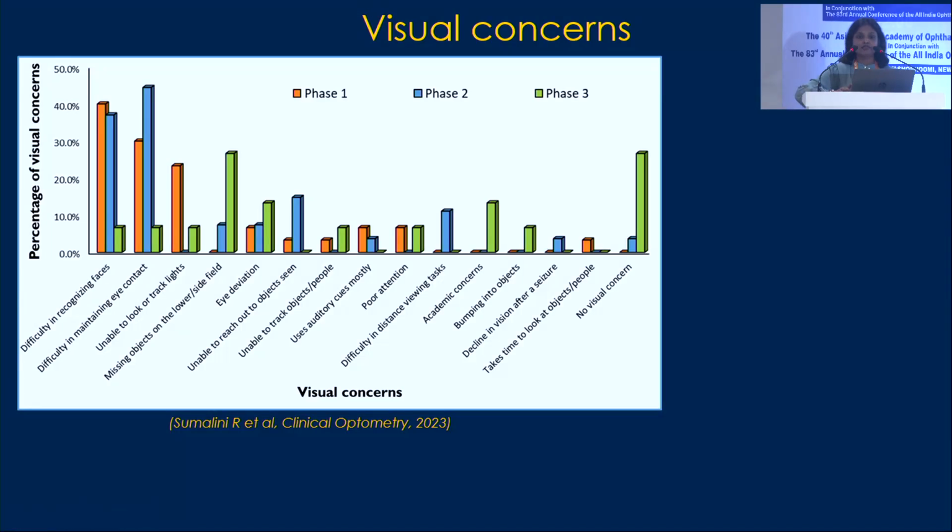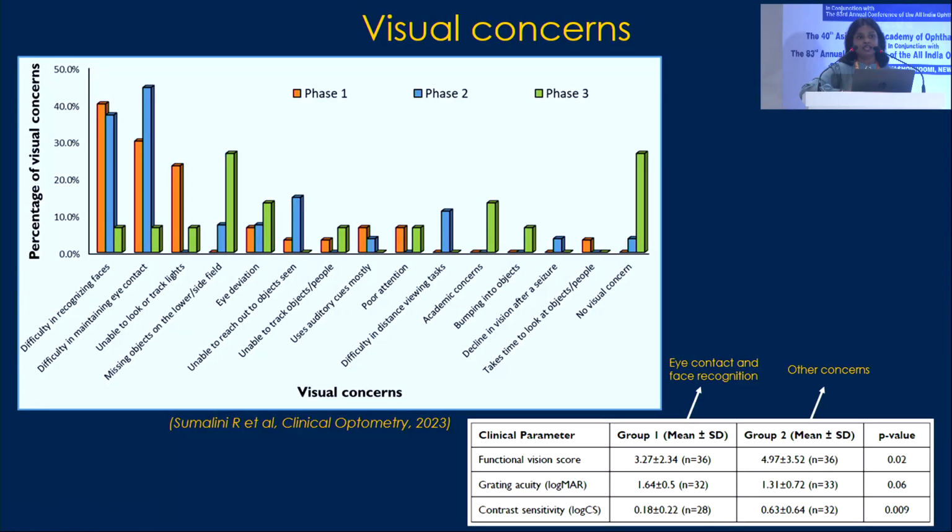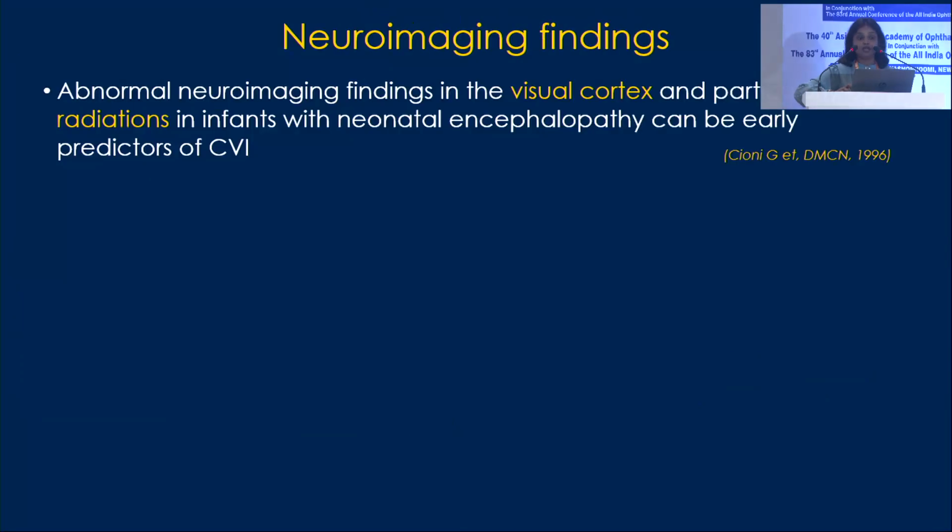And a very interesting finding that had come out from the paper: when we clubbed those children having difficulty in recognition of faces and eye contact in group 1 and had the other group with other concerns, we found that both functional vision score and the contrast sensitivity score were significantly lower when compared to those who had other concerns. So this clearly says that when children with CVI come to the clinic, it's very important to check for their eye contact, whether they are able to maintain eye contact, whether they are able to recognize faces. And if parents are not reporting by themselves, it's important for us to proactively look for it.